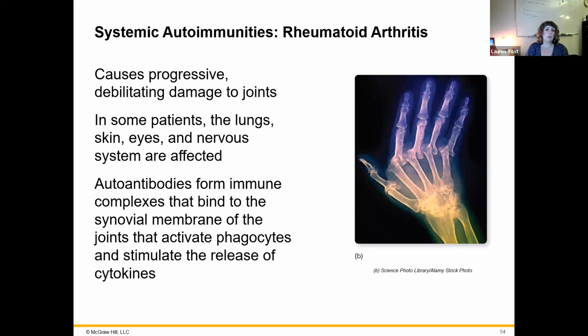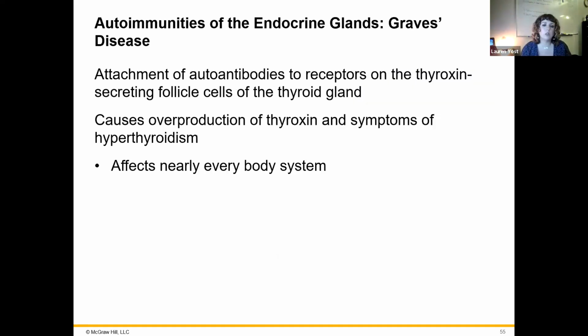Another systemic autoimmune disease is rheumatoid arthritis. It causes progressive debilitating damage to joints. In some patients, lung, skin, eyes, and nervous system can also be affected. So not just the joints, especially if it is allowed to progress without treatment and abatement of the inflammatory response. Autoantibodies form immune complexes, again, binding into membranes that are going to cause release of granules and production of cytokines and inflammation as a result.